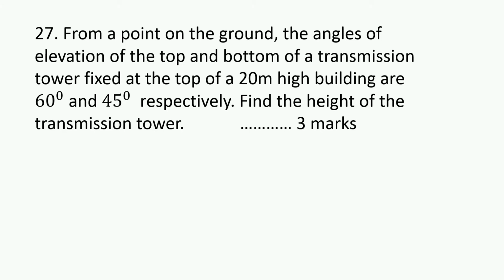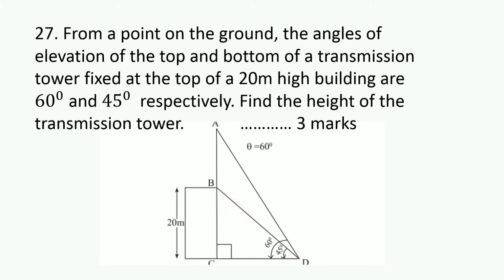The 27th question from model question paper 1 is: from a point on the ground, the angles of elevation of the top and bottom of a transmission tower fixed at the top of a 20-meter high building are 60 degrees and 45 degrees respectively. You can see the data in the figure. They have given the figure in the question paper itself, so it will become very easy. Find the height of the transmission tower.